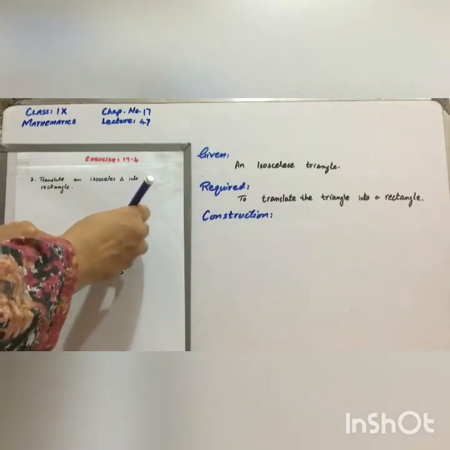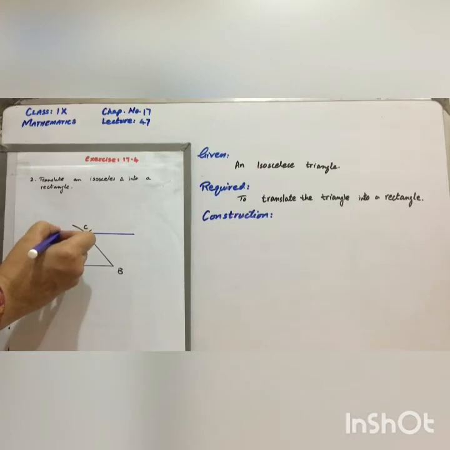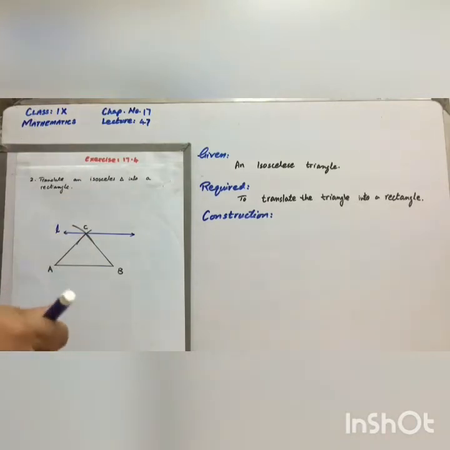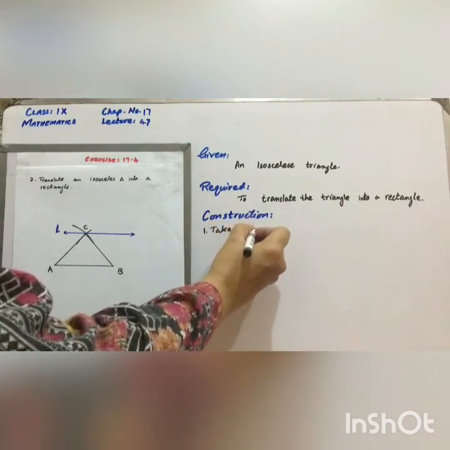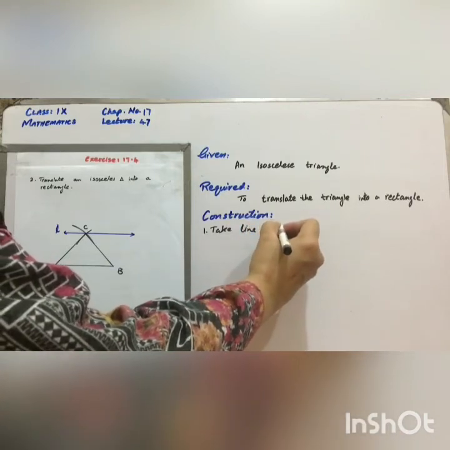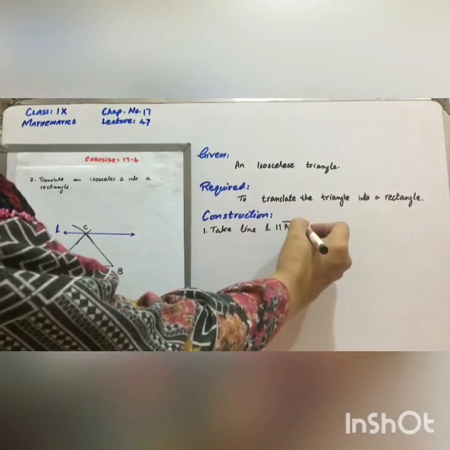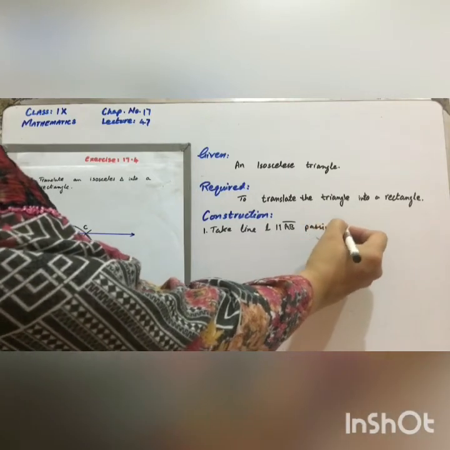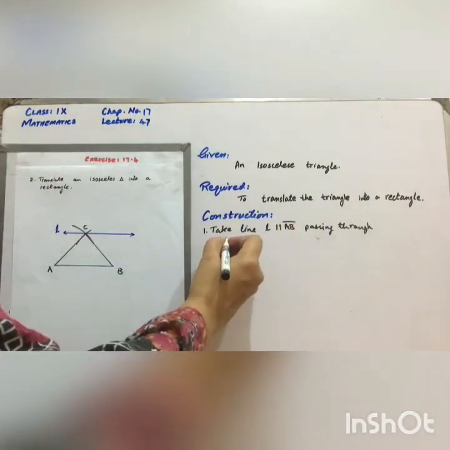Now draw a line which is parallel to AB. Line L. Step number 1. Take line L parallel to line segment AB, passing through point C.